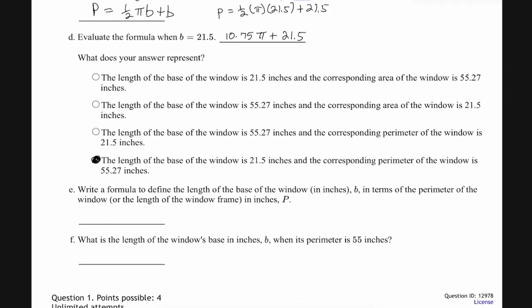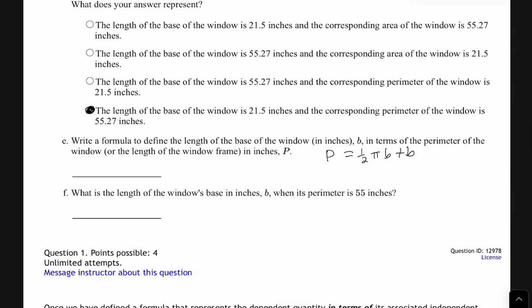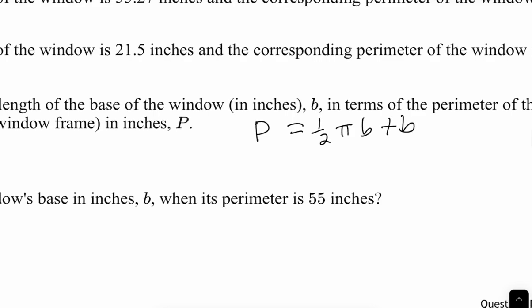And then it says in E, write a formula to find the length of the base of the window in inches in terms of the perimeter. Okay, so let's go back. This one's hard. I'm going to write this formula down. Everybody does have the same formula, right? So let's do E together.